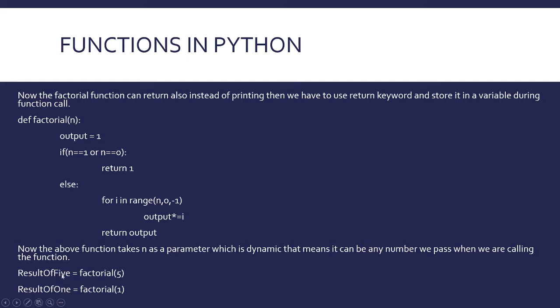So if we want to store the variable instead of printing, then we can use the return keyword. So this is the difference between printing and returning. Returning allows us to store the variable if we want to print it later, after doing some more calculations or anything else we want to do.